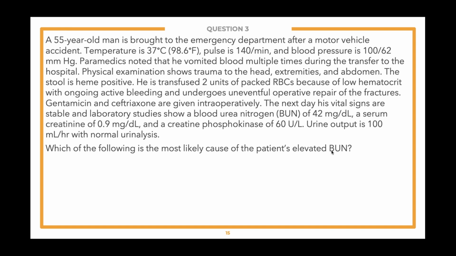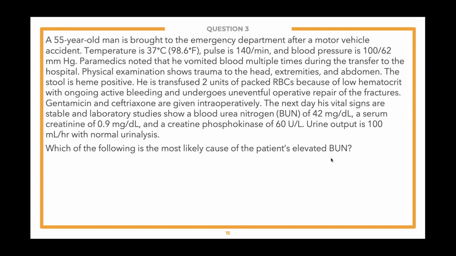All righty, let's take a look at that vignette. A 55-year-old man is brought to the emergency department after a motor vehicle accident. Temperature is 37 degrees Celsius, pulse is 140 per minute, and blood pressure is 100/62. Paramedics noted that he vomited blood multiple times during the transfer to the hospital. Physical examination shows trauma to the head, extremities, and abdomen. The stool is heme positive.